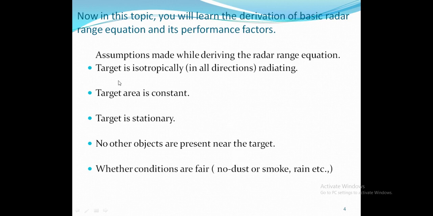First, the target is isotropically radiating. That means in all directions the target will radiate. Next, the target area is constant and the target is stationary. Next, no other objects are present near the target. The last condition is that weather conditions are fair, that means no dust or smoke or rain or anything. We have to assume all these conditions for deriving the radar range equation.